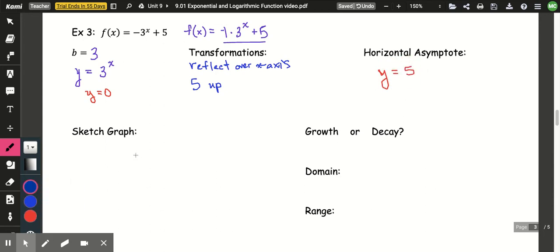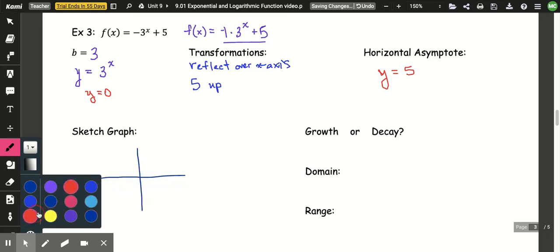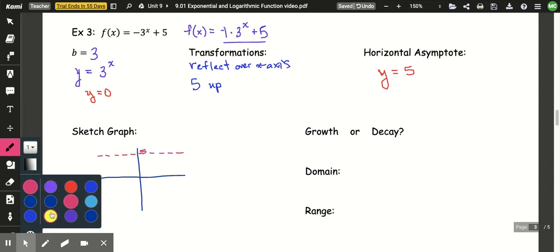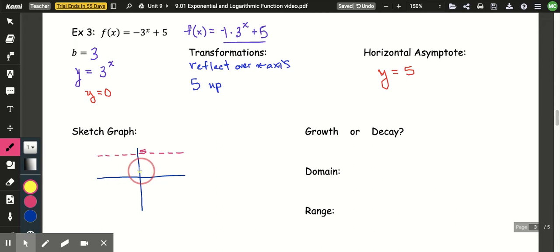All right, so we'll sketch the graph of this one now. I'm going to start with a coordinate plane. And then I'm going to put in the horizontal asymptote. That's at y equals 5, so that would be up here somewhere. And I'll put 5 by it, so that is labeled now. Then I'm going to do like I did before. I'm going to start with the y-intercept from the parent function, and we'll do these transformations to it to find the new point.